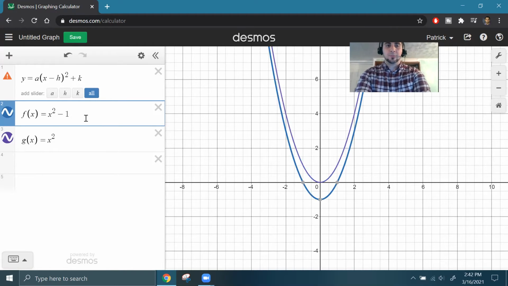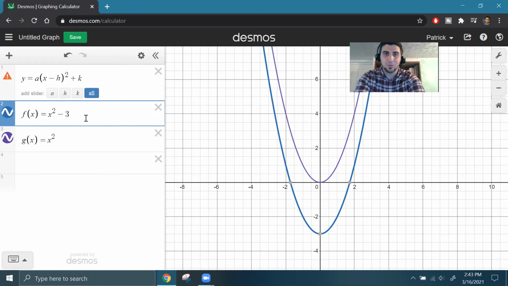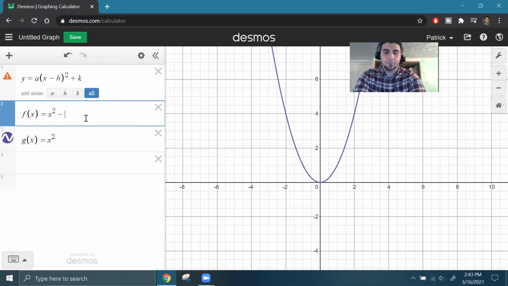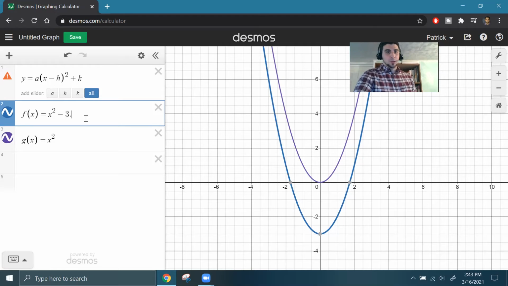If I subtract 1, guess what? Moves it down. Subtract 2, moves it down 2 units. Subtract 3, moves it down 3 units. And you can subtract like 3.45, okay? It's going to move it down 3.45 units, okay?